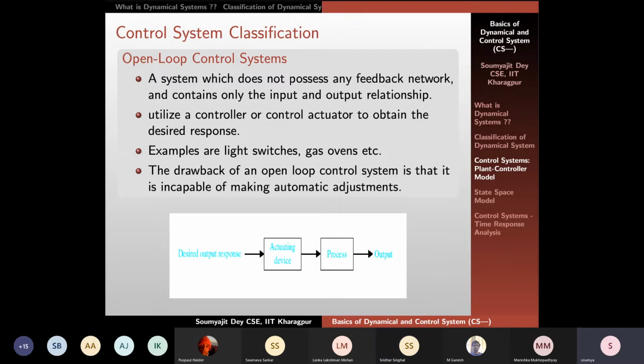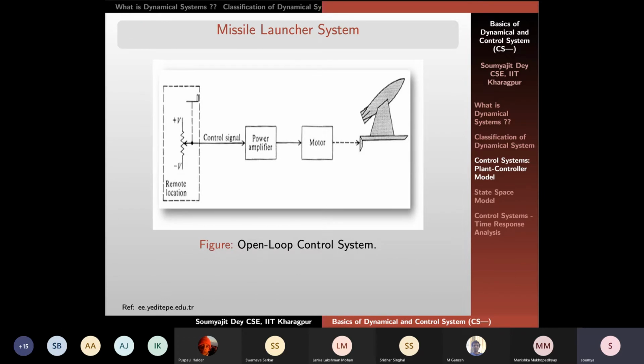Once we understand well what a controller is and what the metrics of a controller are, the next important thing is classification of control systems. A very basic classification is whether the system is an open loop system or a closed loop system. Open loop means simple examples, a light switch, a gas oven. Or, let's say a more esoteric example, a missile launcher, a picture like this.